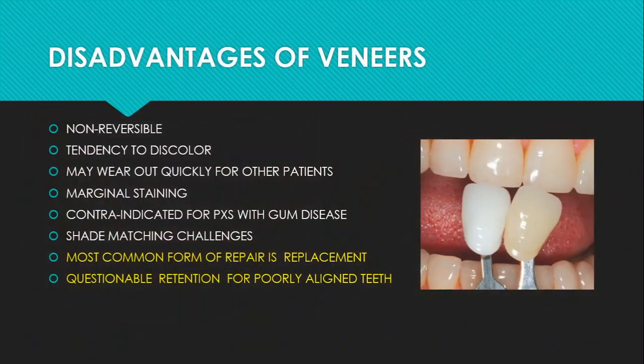Okay? So what are the disadvantages of veneers? Well, first and foremost, they're non-reversible. Once you do them, you cannot bring back the natural shape of the teeth. And the problem with veneers in relation to dental health is that the most common form of repair when they eventually wear out is replacement. And every time a veneer is replaced, because of the questionable retention, more and more tooth structure becomes obliterated, thereby giving the patient more difficulty as they get older.